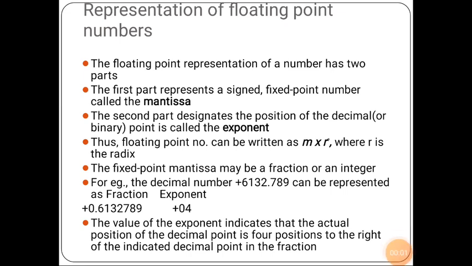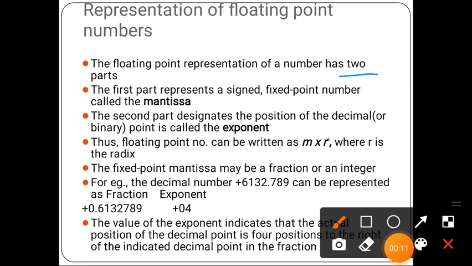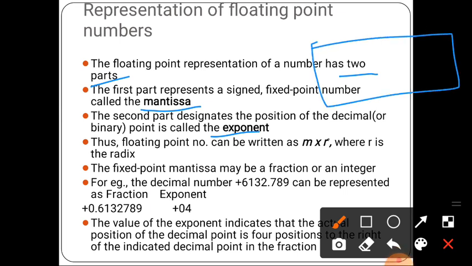Today we are going to discuss the representation of floating point numbers. We know that a floating point representation of a number has two parts. One is known as mantissa, another part is known as exponent. The first part, a signed fixed point number, is known as mantissa. And the second part, which designates the position of the decimal point, is known as exponent.